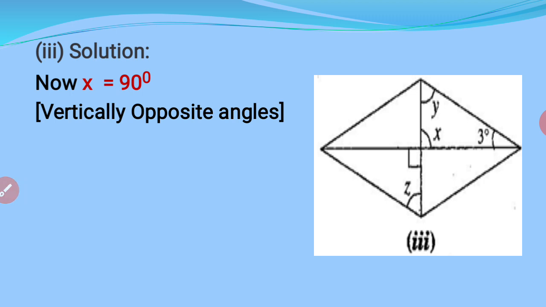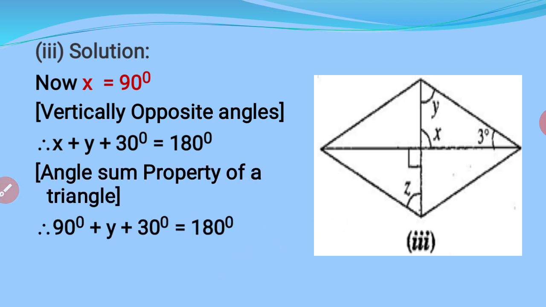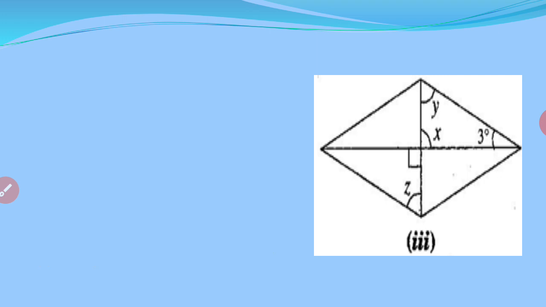Now, we can proceed further. Here x plus y plus 30 degrees is equal to 180 degrees. Actually, we are talking about this triangle. In this triangle, two measures are known. We have to find out the third measure. So, we are using the property of angle sum of a triangle, and we can proceed further to find out y. y comes out to be 60 degrees.